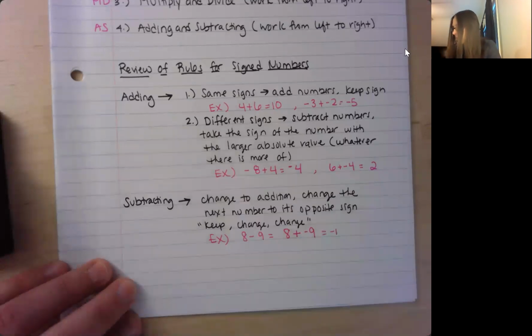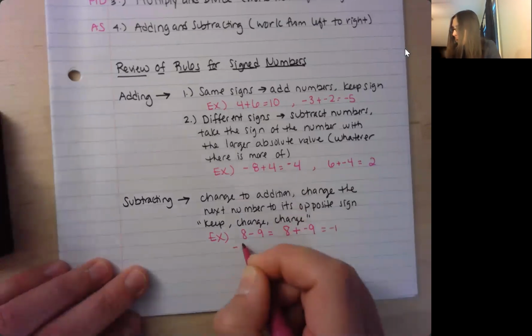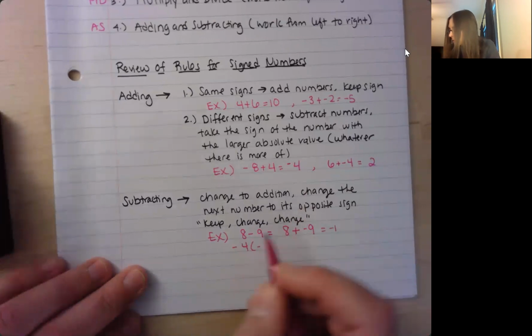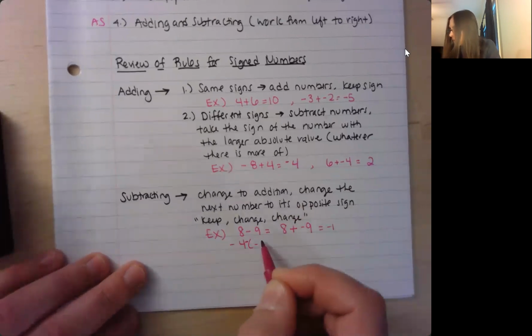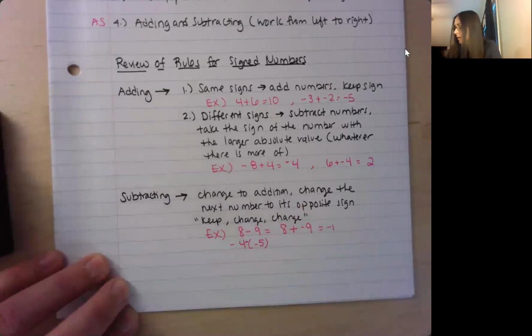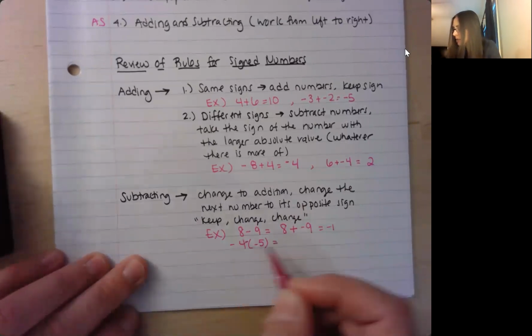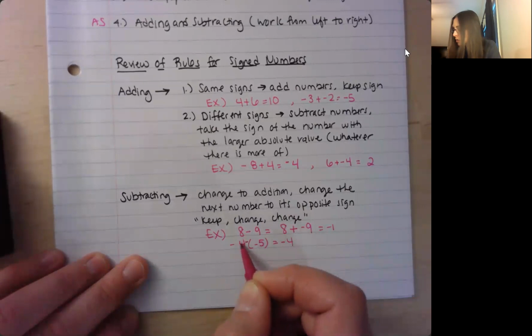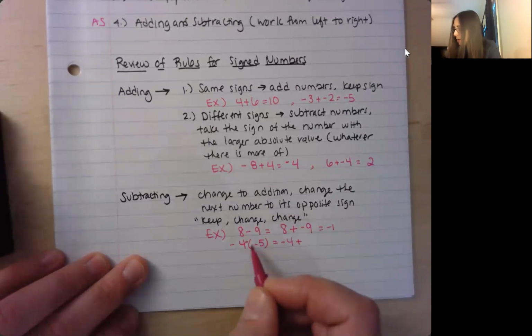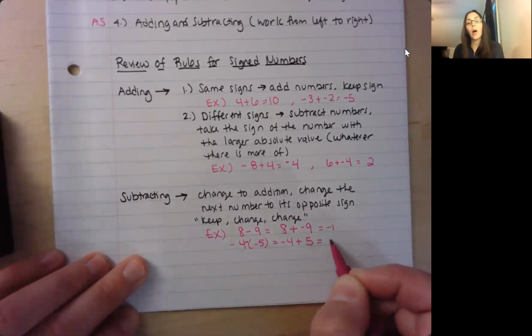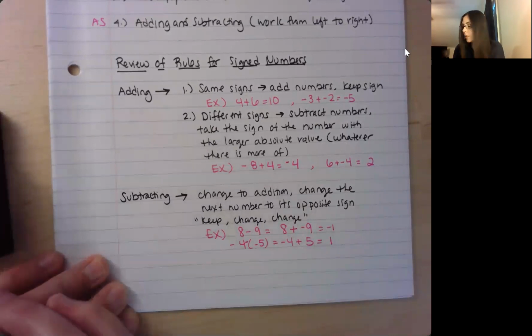Or for instance, let's say if I had -4 minus -5. -4 stays. That minus sign changes to addition here, and the -5 becomes positive. So now I have a +1 in this case.